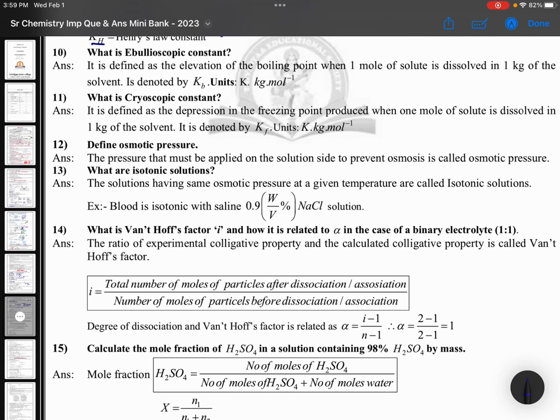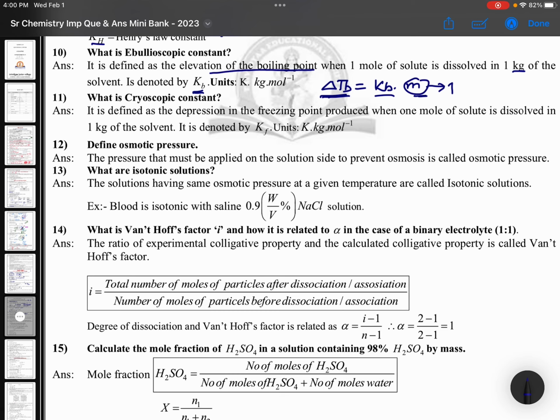What is ebullioscopic constant, Kb? Kb is the ebullioscopic constant, or molal elevation constant. It is defined as the elevation of the boiling point of 1 mole of solute in 1 kg of the solvent. Very simple. Delta Tb is equal to Kb into m. When m is equal to 1, delta Tb is equal to Kb. That means molality is 1. Clear? It is denoted by Kb. Units are Kelvin kilogram per mole.